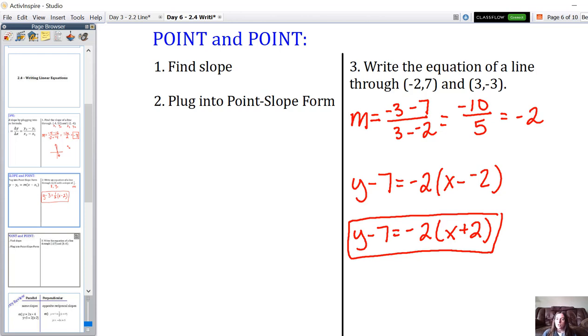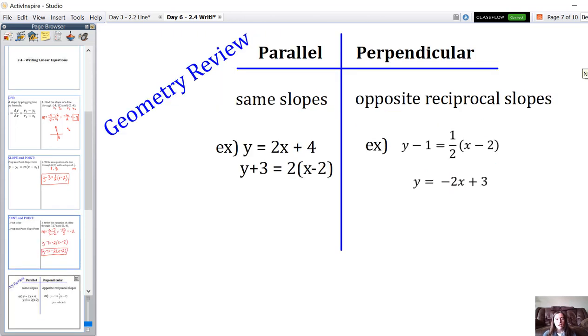Now, if you've already taken geometry, this is going to be a little bit of a review for you. But if we have two lines that have the exact same slope, they are parallel to each other. So that might be these two lines. They're parallel, they're going in the same direction, they're just off by a little bit.